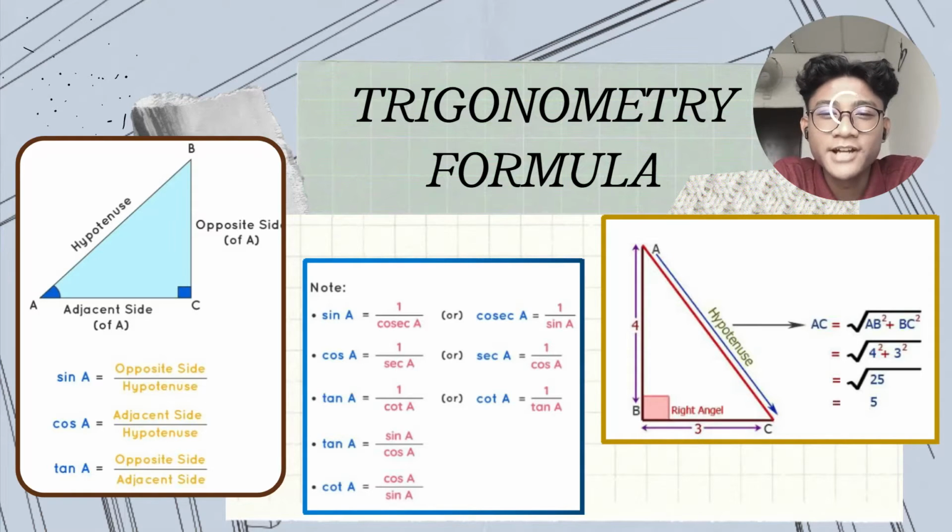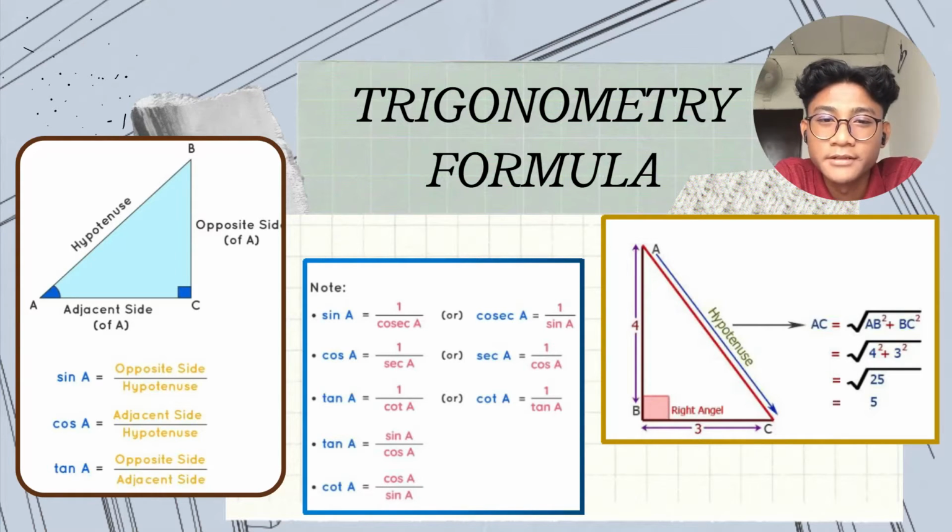So this is the trigonometry formula. Look at the first one. The triangle with adjacent side, opposite side, and hypotenuse. The formula is sin A equal to opposite side over hypotenuse. Cos A equal to adjacent side over hypotenuse. Tan A equal to opposite side over adjacent side.